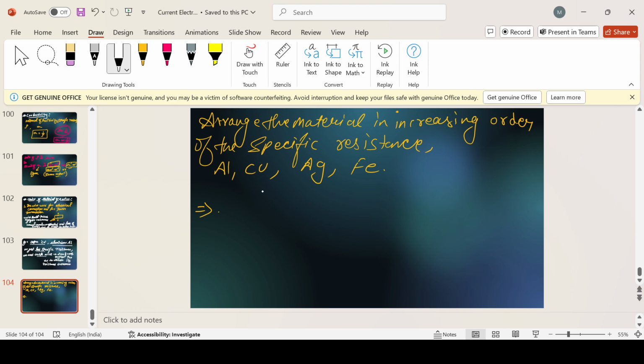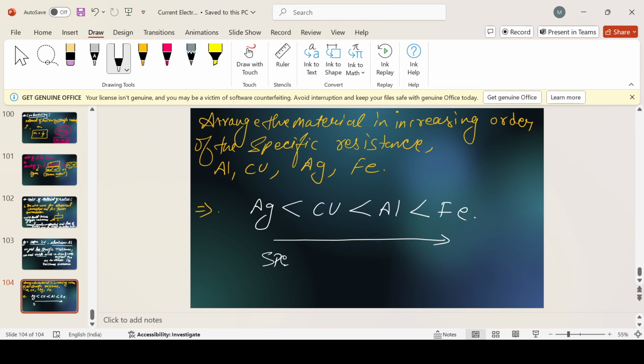Okay, so out of these, which one has the least? So Ag is very less. Then the specific resistance is increasing in copper, then aluminium, and then iron. Like this, the specific resistance is increasing.